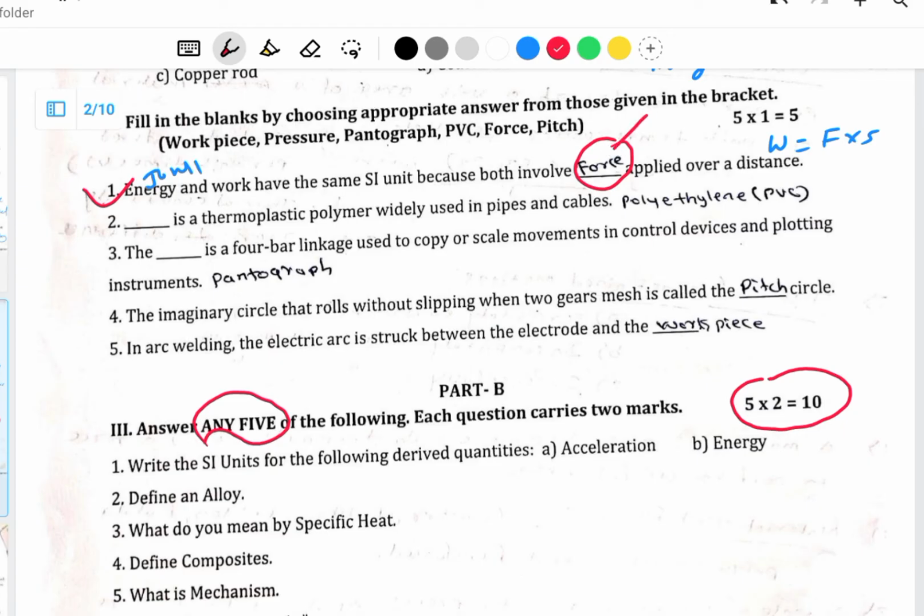Okay, next one: dash is a thermoplastic polymer widely used in pipes and cables. So the correct answer is PVC. The answers are given here. So PVC is the correct answer. Here there is only one material; the rest are formulas or units. PVC is the only material. You can identify it in this manner also.